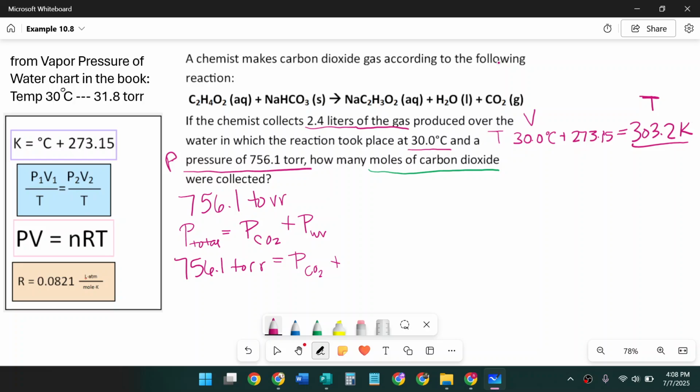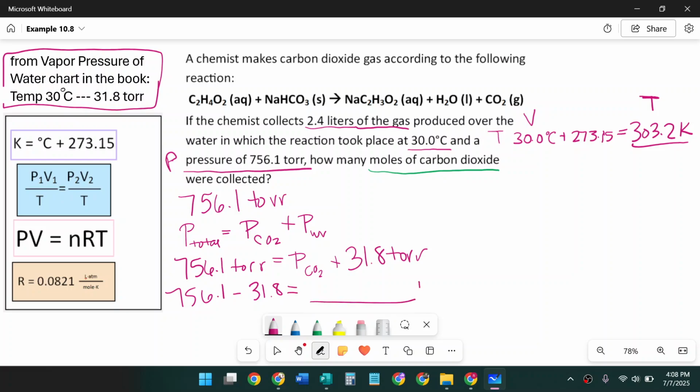The pressure of the water vapor we can get by using a chart in the book. And the chart is on page 311 in the book version that I have. It's also in the back cover of the book. But the water vapor pressure depends on what the temperature is. And so for 30 degrees Celsius, it's 31.8 torr. That goes here. And so then all we have to do is subtract 756.1 minus 31.8, and that will give us the pressure of the carbon dioxide in torr.